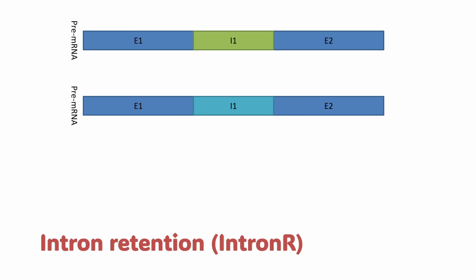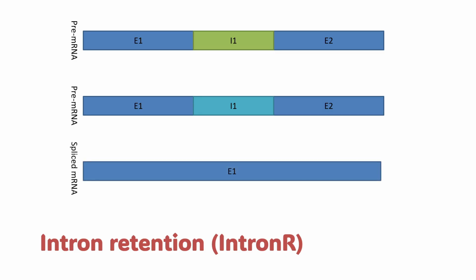Similarly, there is another type of alternative splicing in which the whole intron is retained by the messenger RNA. It looks like this. All of this is now changed into coding sequence like exon 1. So these are the different types of alternative splicing.